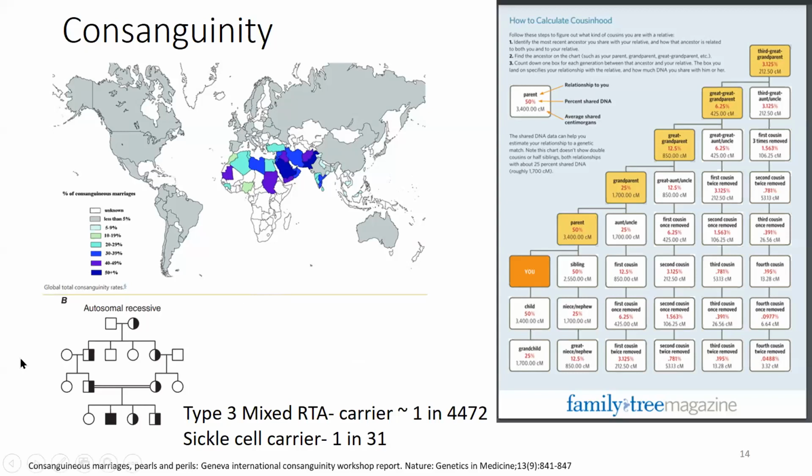Now, this is a pedigree. Let me illustrate the case here. So here you have grandma. She has one gene of a recessive trait. So she's phenotypically normal, right?